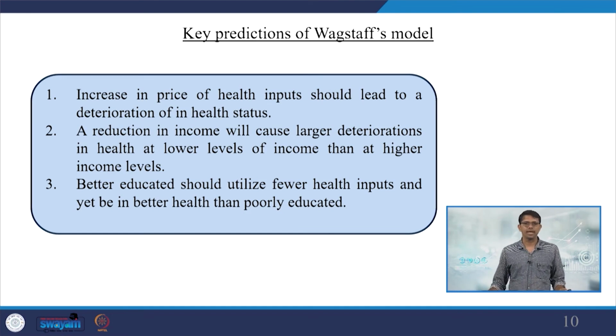One is increase in price of health inputs that should lead to a deterioration of health status. A reduction in income will cause larger deteriorations in health at lower levels of income than at higher levels of income. And the third one is in terms of education technology, that is precisely mentioned as: better educated should utilize fewer health inputs and yet be in better health than poorly educated.